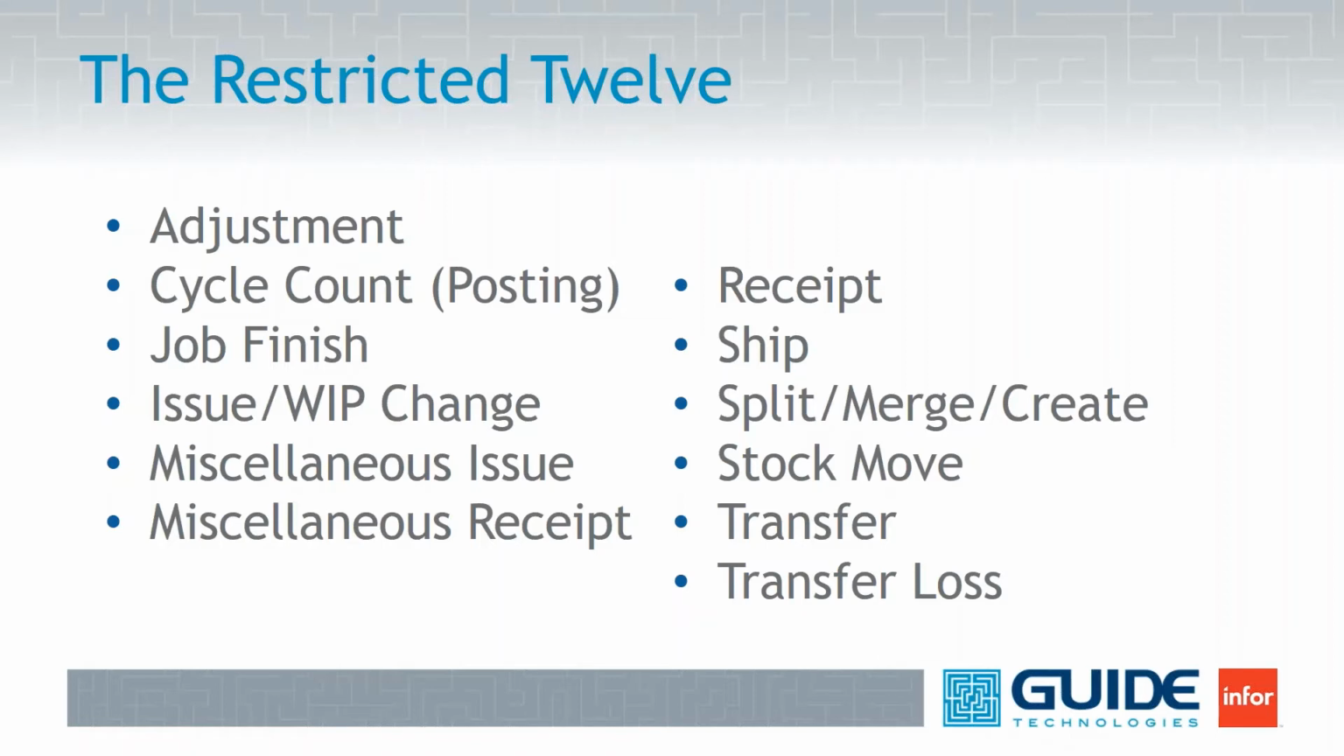Also, that's not limited to POs, that's also an RMA receipt or a transfer order receipt, a shipment, which could be a customer order or a transfer order. On the job, if I'm doing a split or merge or creation of WIP. If I'm doing a stock move from location A to location B, any transfer or any transfer loss. Those are the transactions that I can set up with restriction codes on.